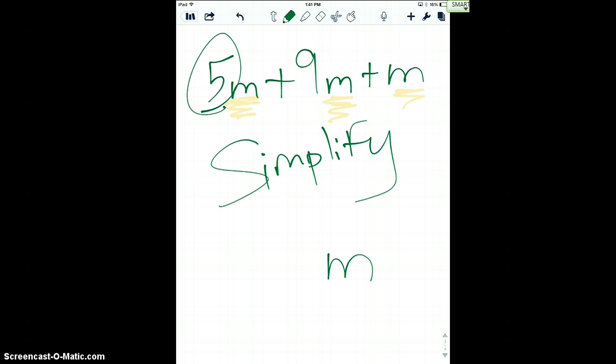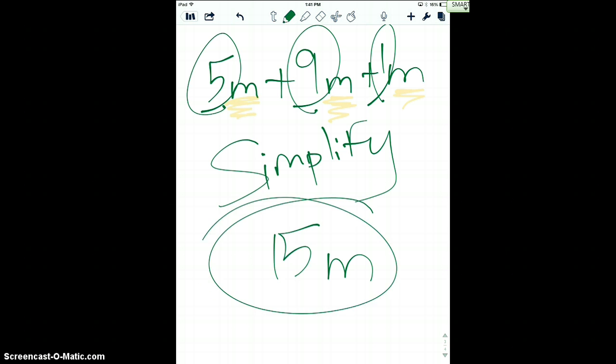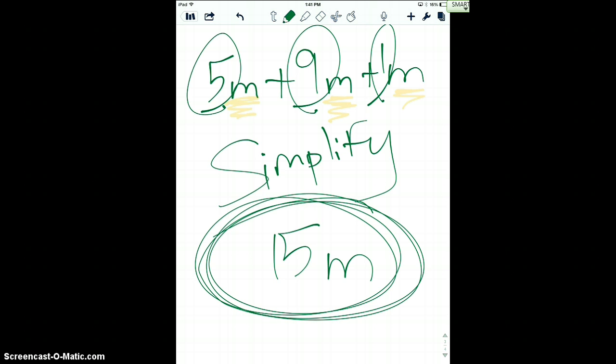Well, I have 5, I have 9, and then I have, what is that there? 0? No, because then it wouldn't even be there. 1, ghost 1's in there. So I really have 15 m's. That's simplified. Okay, let's move up in the world to medium spice.